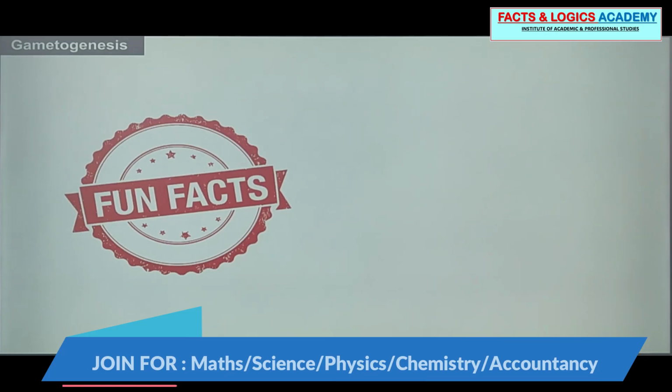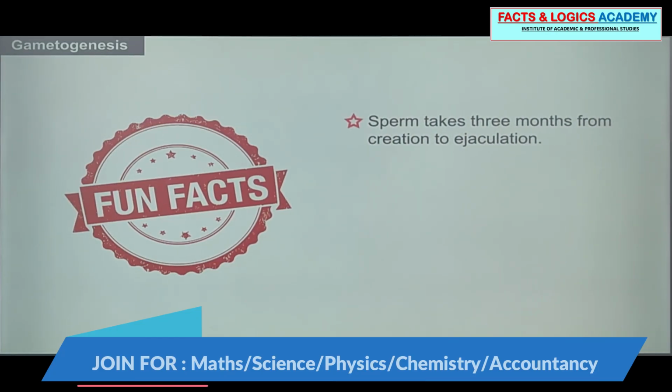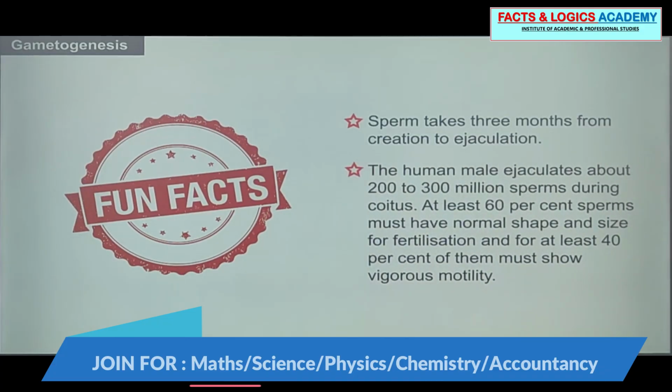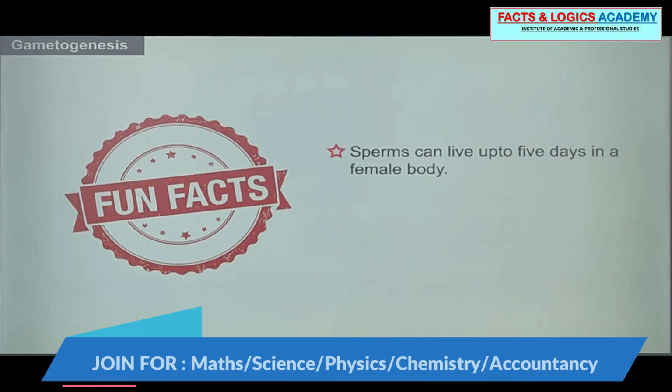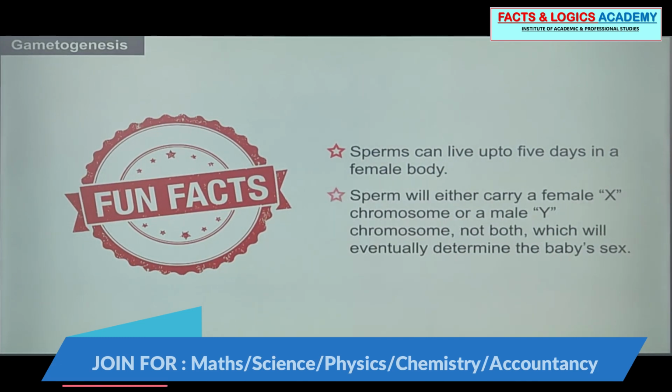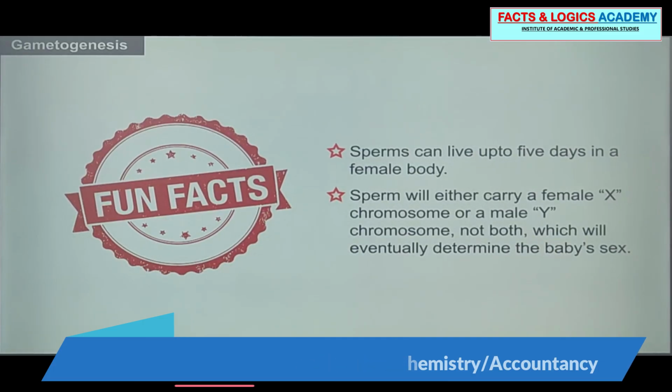So, here are some fun facts for you. Sperm goes from creation to ejaculation in about 3 months. The human male ejaculates about 200 to 300 million sperms during coitus. At least 60% of the sperms must have normal shape and size for fertilization. And at least 40% of them must show vigorous motility. Sperms can live up to 5 days in the female body. Sperm will either carry a female X chromosome or a male Y chromosome, not both, which will eventually determine the sex of the child. Isn't it interesting?